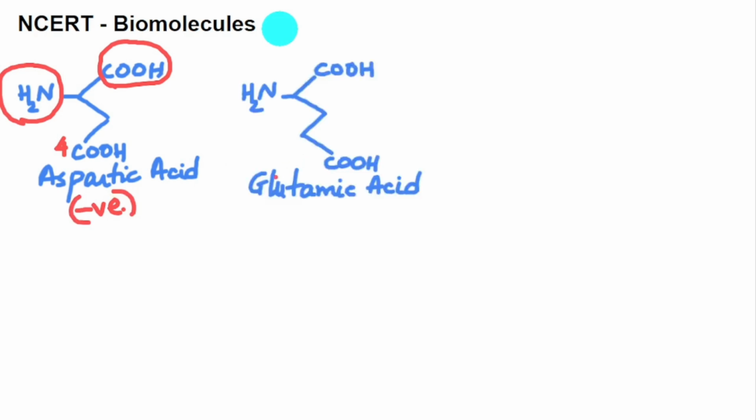Next one, glutamic acid. If you notice the structure, it is similar except glutamic acid has an additional carbon. So total number of carbon is 1, this is 2, this is 3, this is 4 and this is fifth carbon. So this is called the alpha carbon because it is adjacent to the carboxylic acid group and it is an amino acid, so it has amino as well as acid group. And an additional acid group makes it negatively charged amino acid.